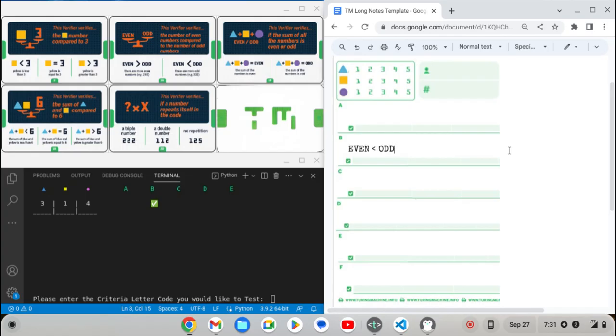Okay, the next thing I'd like to test is criteria card C. Okay, so this time the Turing Machine does not approve. We are adding all of the 3 digits, so let's go ahead and do that. So 3 plus 1 is 4, and 4 plus 4 is 8. That is an even quantity, but the Turing Machine does not approve of that. So let's go ahead and type that up in our notes in section C.